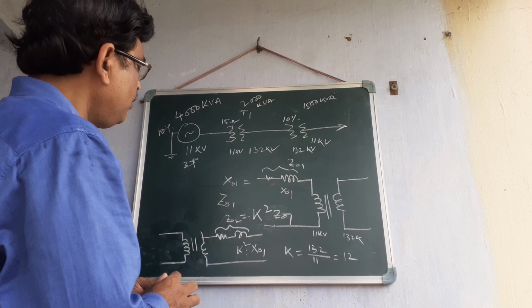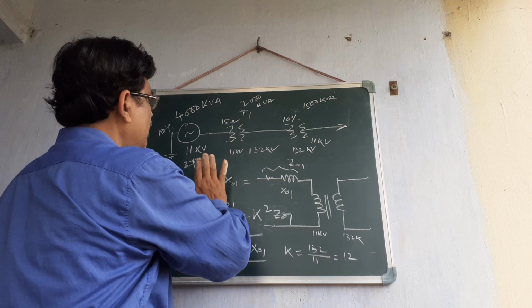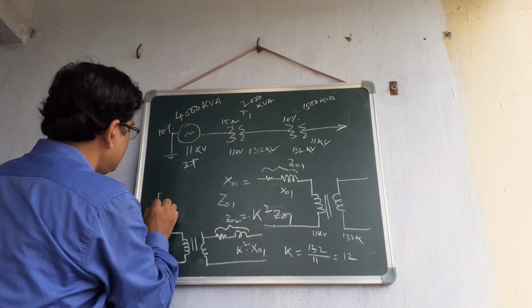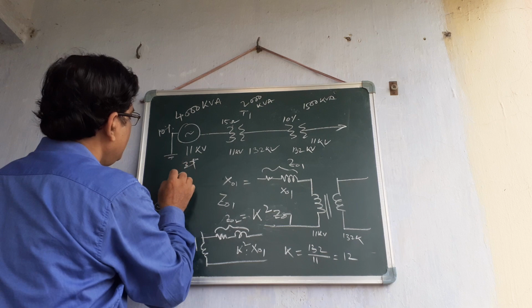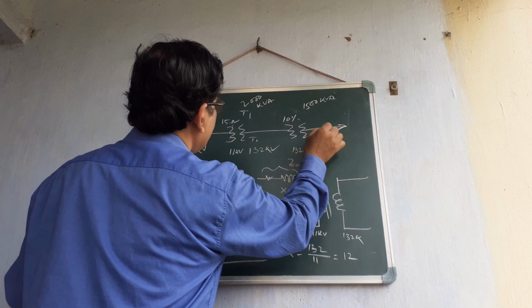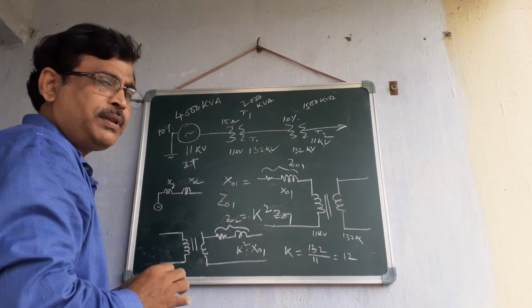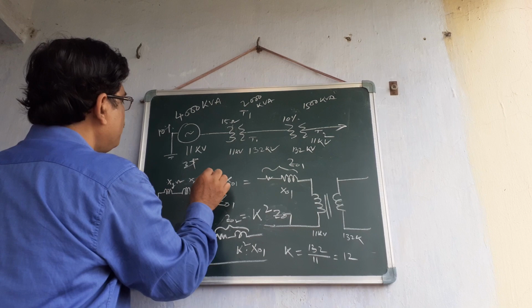Now, when we draw the equivalent circuit, suppose this is my generator, and its equivalent circuit is XG, the generator reactance, and then the transformer, this is T1 and this is T2. Now consider this here. Can you replace this with the value of X01? Or can you replace this with X02? No. Its value cannot be directly replaced if it is in ohm.